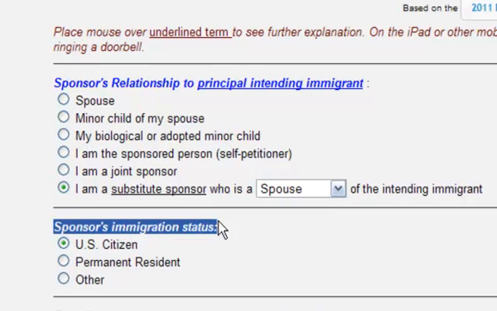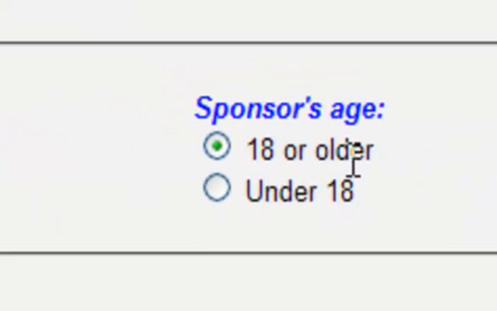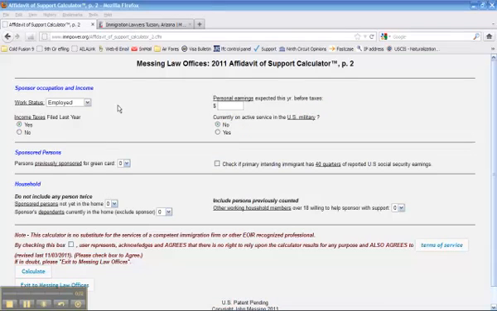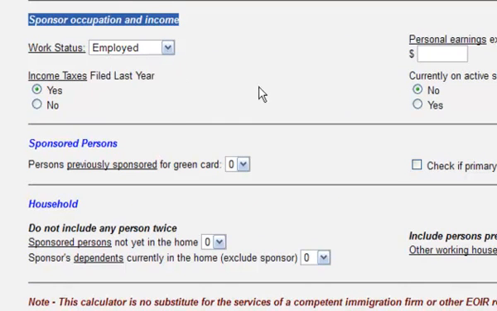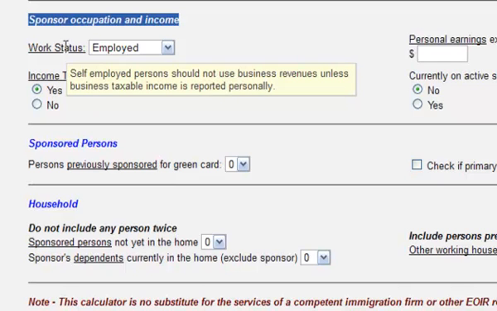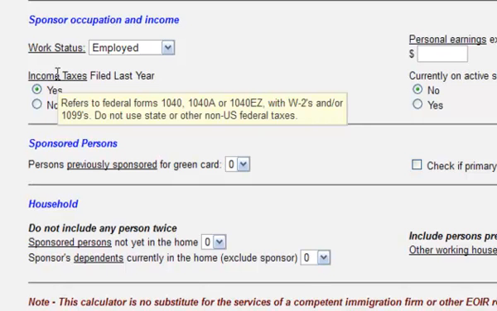Sponsor's immigration status is important, whether they're a U.S. citizen, a permanent resident, or other, and the sponsor's age, whether they're 18 years or older or under 18. The second page of the calculator goes into the sponsor's occupation and income, and the choices are available in this drop-down box with instructions about self-employed persons and the use of business revenues, which would be inappropriate. Whether income taxes were filed in the previous year.